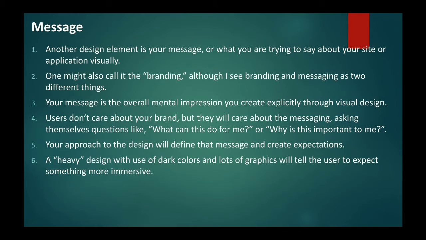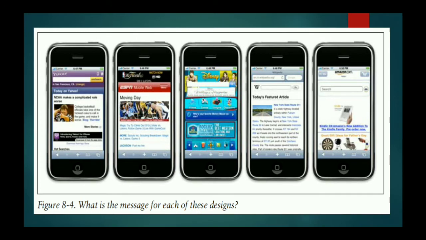And we had a discussion about it also, that a heavy design with the use of dark colors and a lot of graphics will tell the user to expect something more immersive. So these are some kinds of messages which we are trying to put on the user's mind. Now, by looking at all these images, you can think about what messages these screens are giving. From the right hand side, you can consider Amazon's website, where a lot of space is empty, and a few images and a little text are placed.